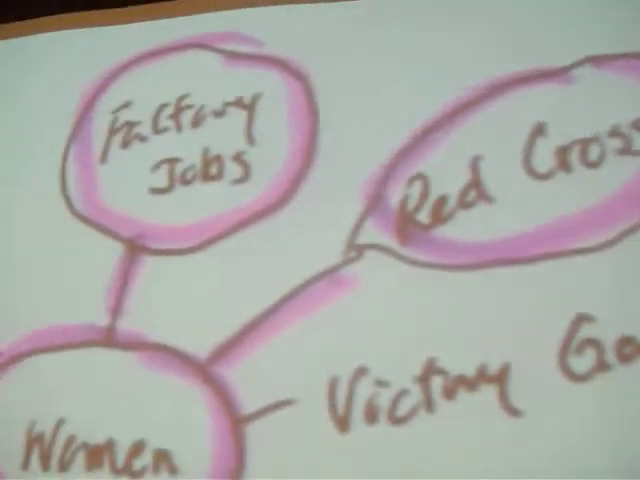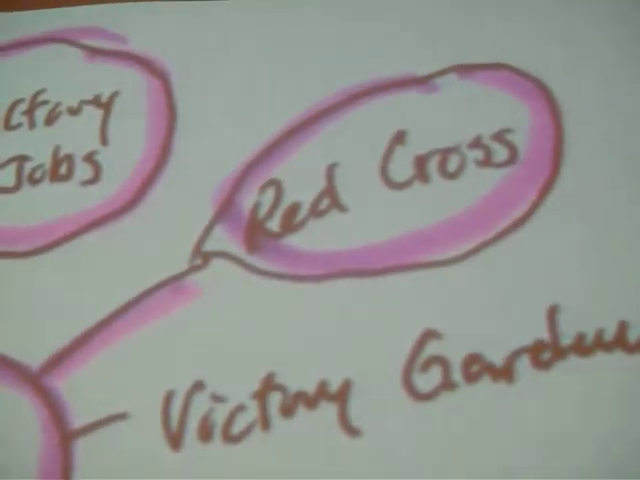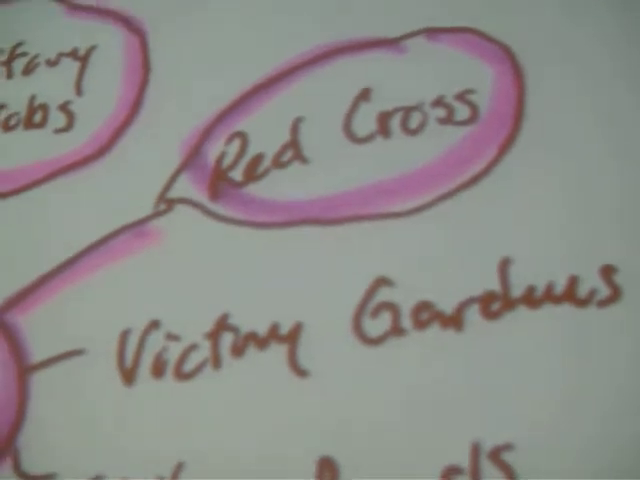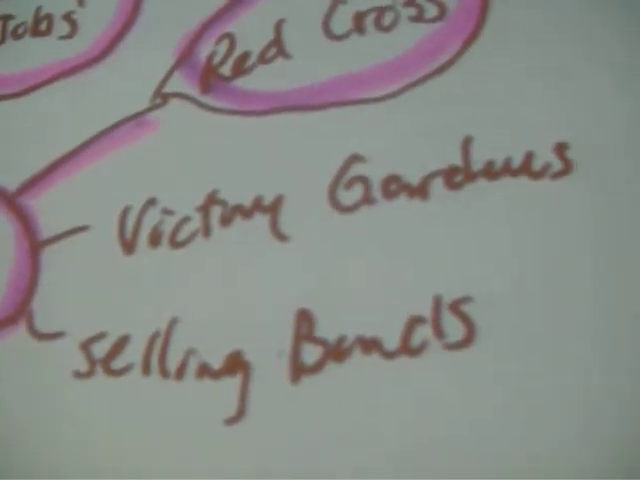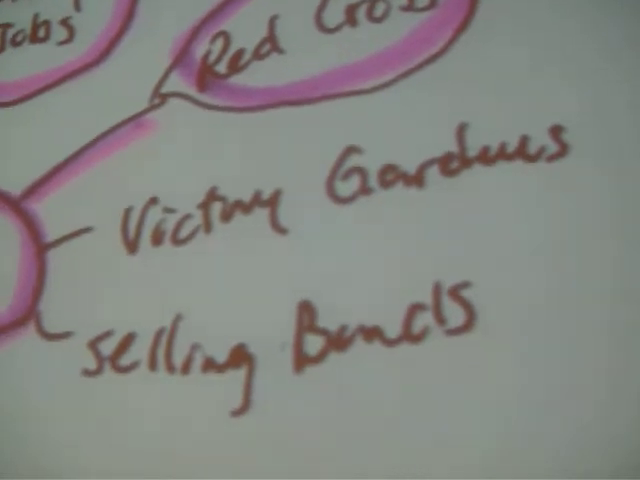All right. Looking across at some of the other contributions that women made, besides the factory jobs and working for the Red Cross, in their backyards, again, we mentioned this earlier, they were growing victory gardens, they were selling war bonds because that was so patriotic a thing to do.